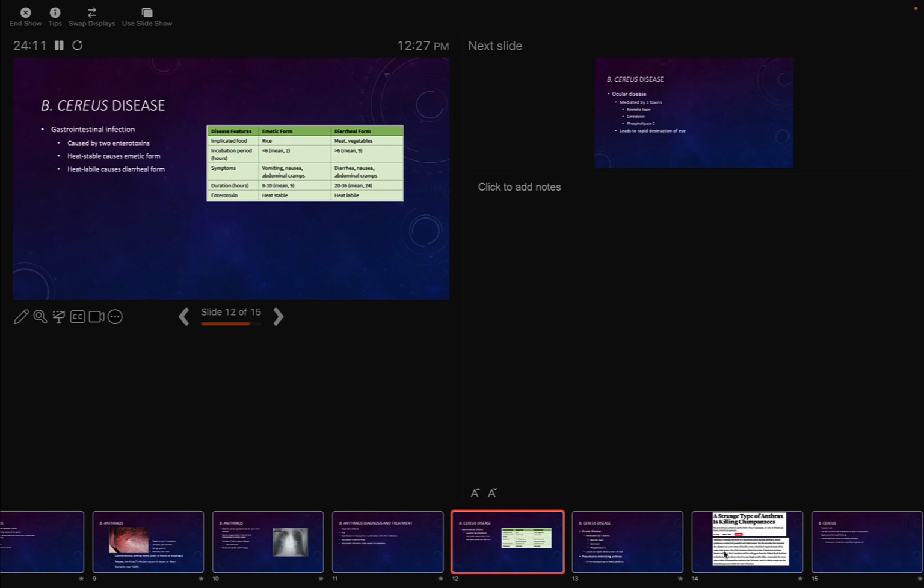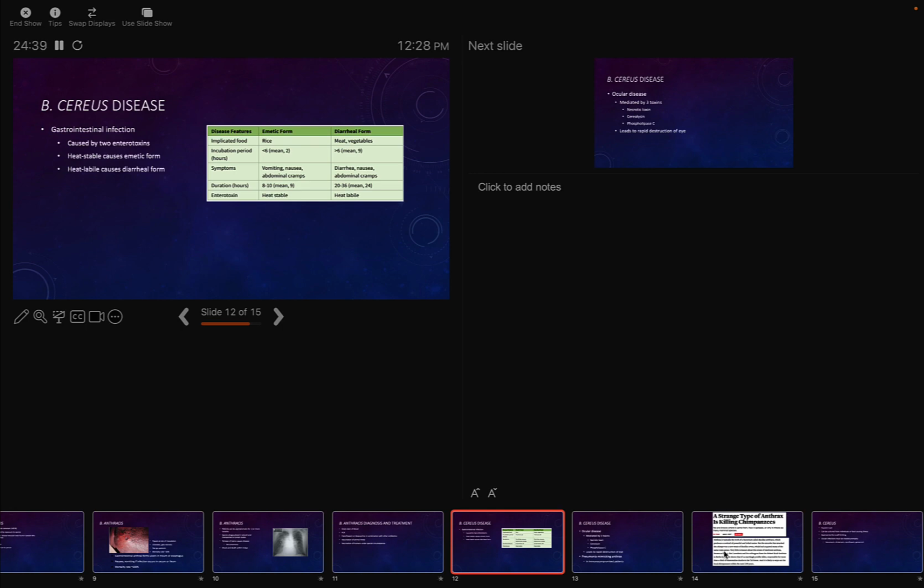Okay. The other Bacillus species that is relatively common in causing human disease is Bacillus cereus. And generally we see Bacillus cereus as a gastrointestinal infection. So it also produces toxins. These toxins, though, are enterotoxins. They're gastrointestinal toxins.